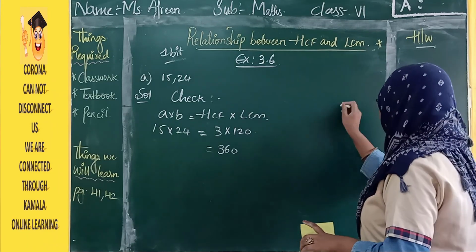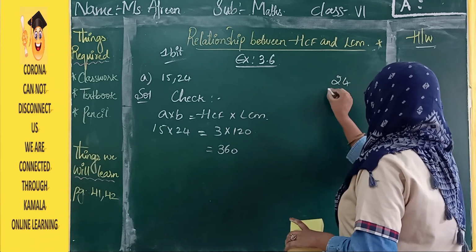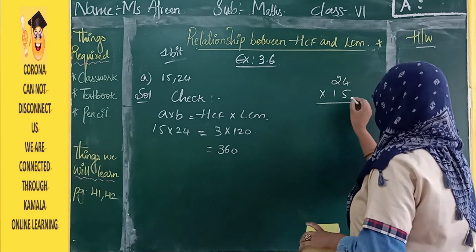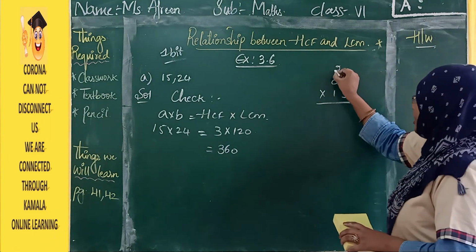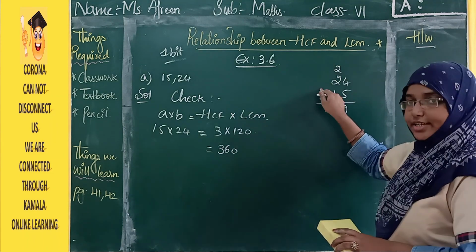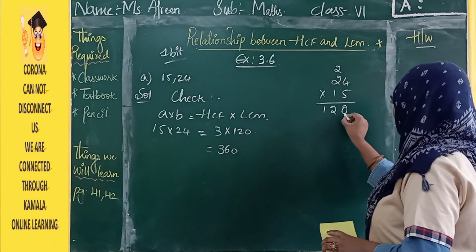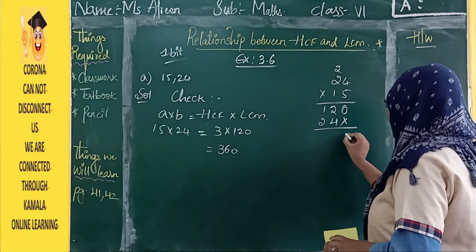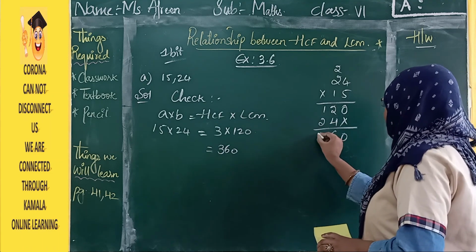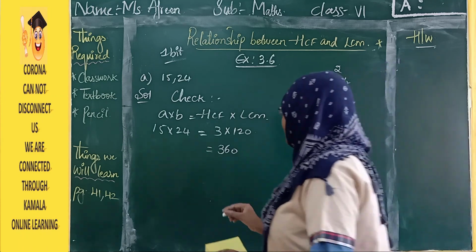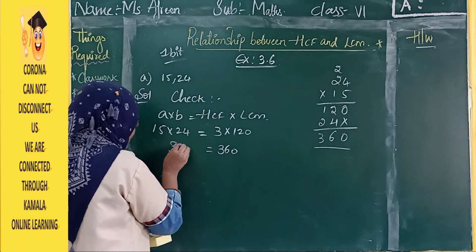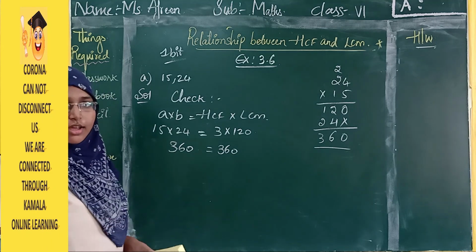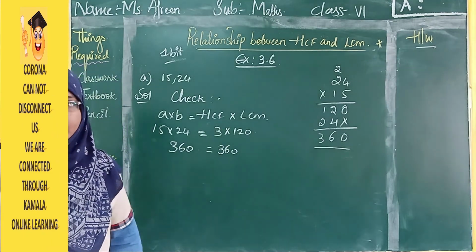Okay. So let us multiply 24 into 15. 5 fours are 20, write 0 carry 2. 5 twos are 10, 10 plus 2 is 12. Next, 1 four is 4, 1 two is 2. Now when you add, 4 plus 2 is 6, that is 360. That means our HCF and LCM are exactly right. Did you get it? Yes.